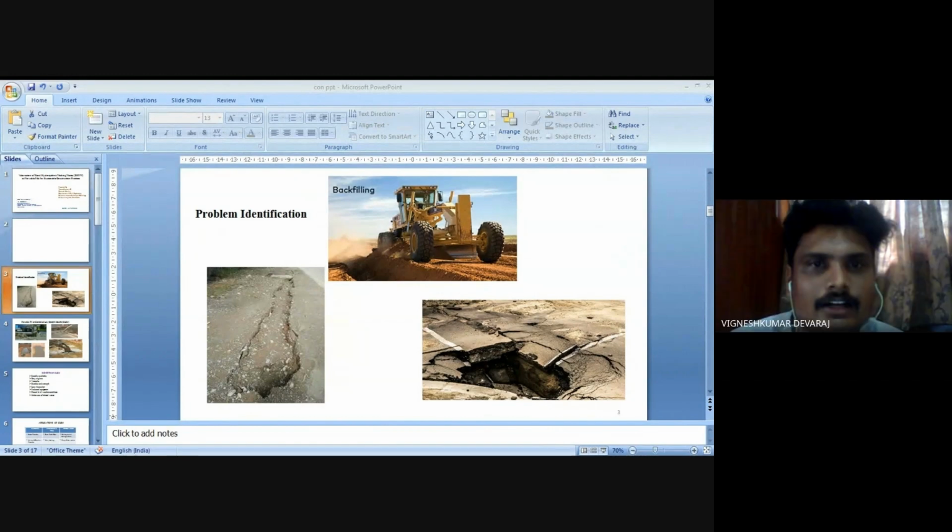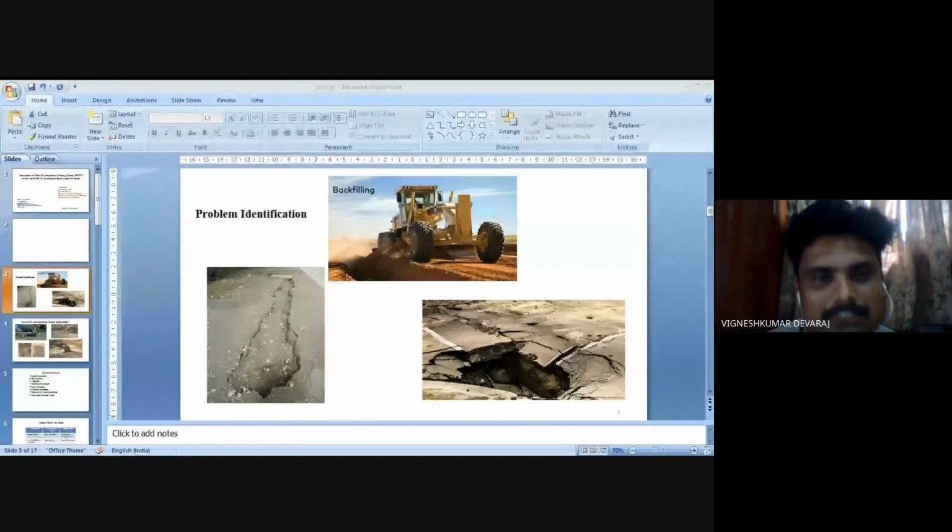Okay, so in civil engineering, structural damage is a major issue. Here, structural damage occurs due to improper design, improper maintenance, and so on. Now, today I'm focusing on backfilling. Generally, it is a flowable fill or controlled low strength material.